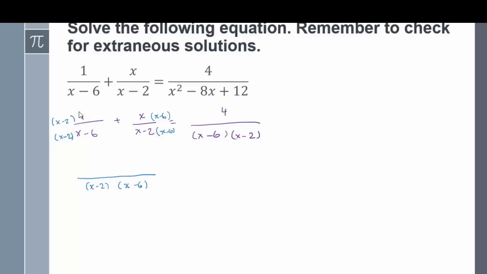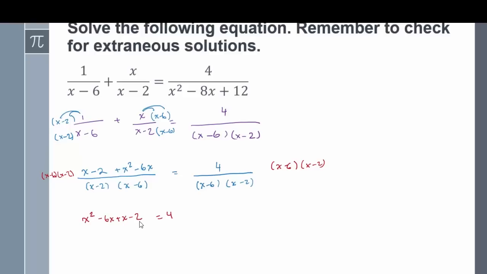Simplify our numerators. Distribute the 1 to get x minus 2. Distribute the x to get x squared minus 6x. Multiply both sides of the equation by the least common multiple, which is x minus 6 times x minus 2. This helps us get rid of the denominator, and we are left with x squared minus 6x plus x minus 2 is equal to 4. Combine our like terms to get x squared minus 5x minus 2 equals 4.